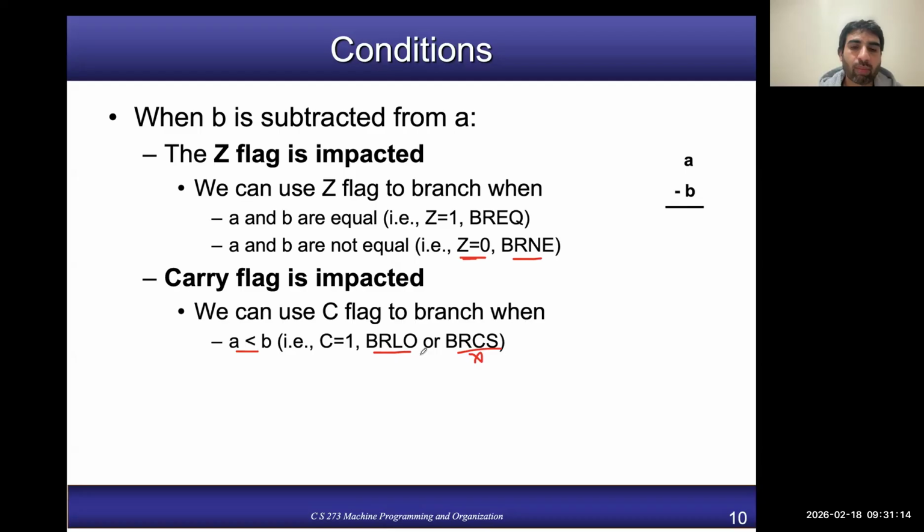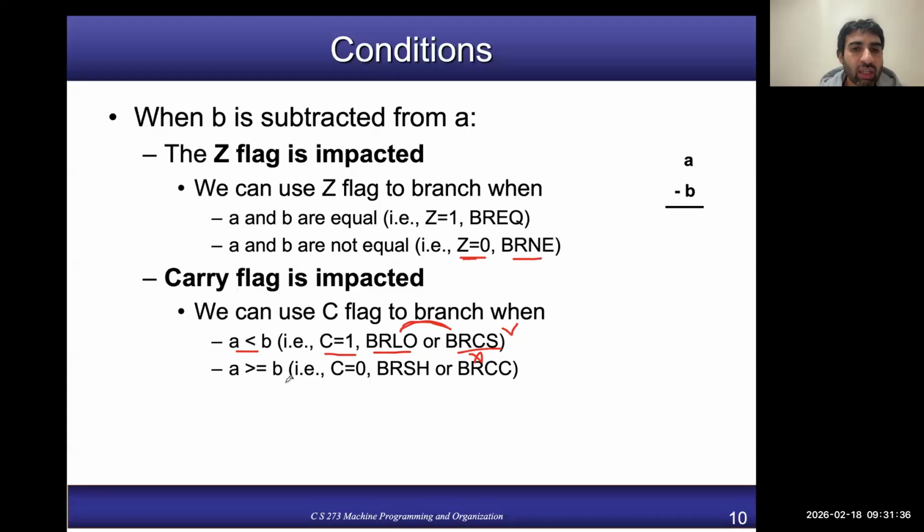And if you remember from the previous example, if A is less than B, then C will be set equal to 1. Which is saying the same thing: do the branch if carry is set. That's why we have another instruction which says branch if carry is set. So these two instructions basically do the same thing, two different ways of saying the same thing.